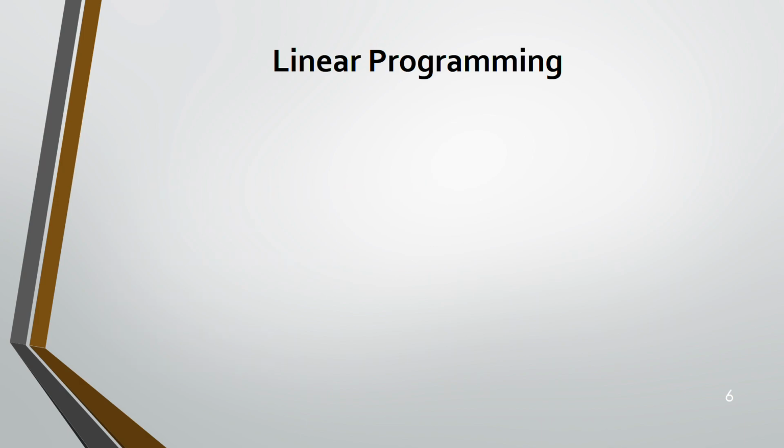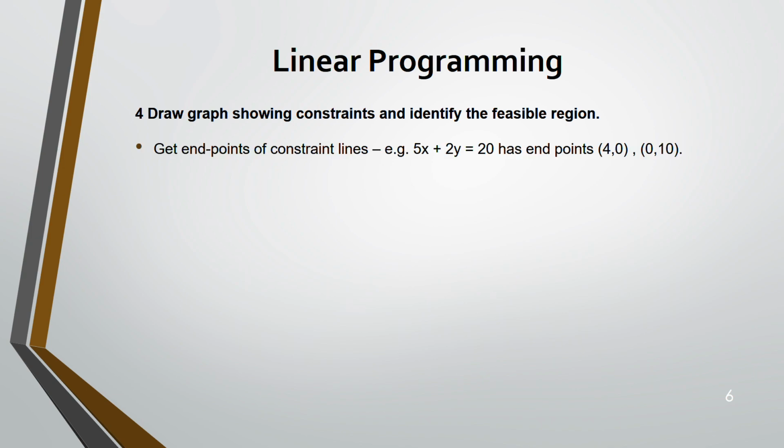Now, step 4. Draw graph showing constraints and identify the feasible region. Here you have to get endpoints of the constraint line. This is like your maths. You are solving a maths equation where you put one variable as 0 and find the other variable. So if you put y as 0, x will be 4. And if you put x as 0, y will be 10. So (4, 0) and (0, 10) are the points. After having the endpoints, you can draw the line.